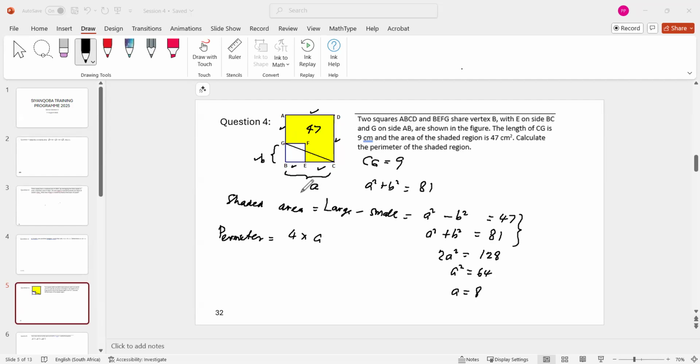4A, because the side of the square is A, 4A, and we've already worked out A. So the answer is A is 8, so it's 32. Okay, so it's a nice problem where you're not given the size of the square, but you were able to calculate its perimeter, just by using the information and creating equations. It's the same kind of thing.